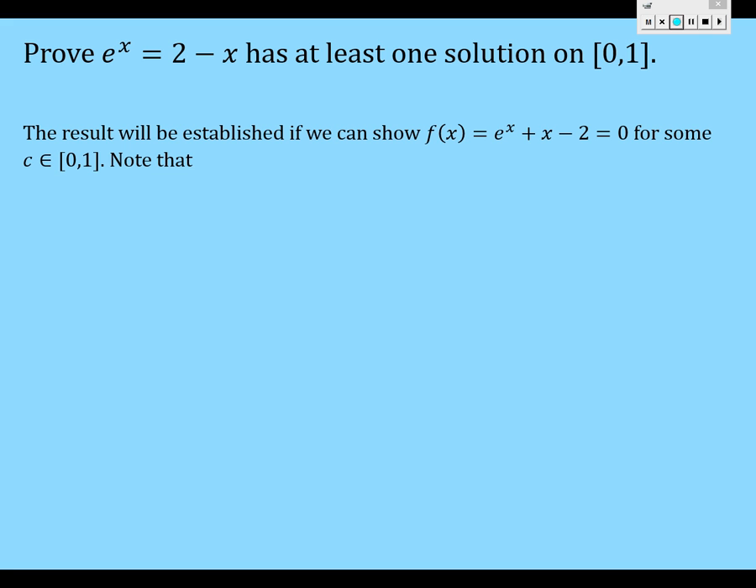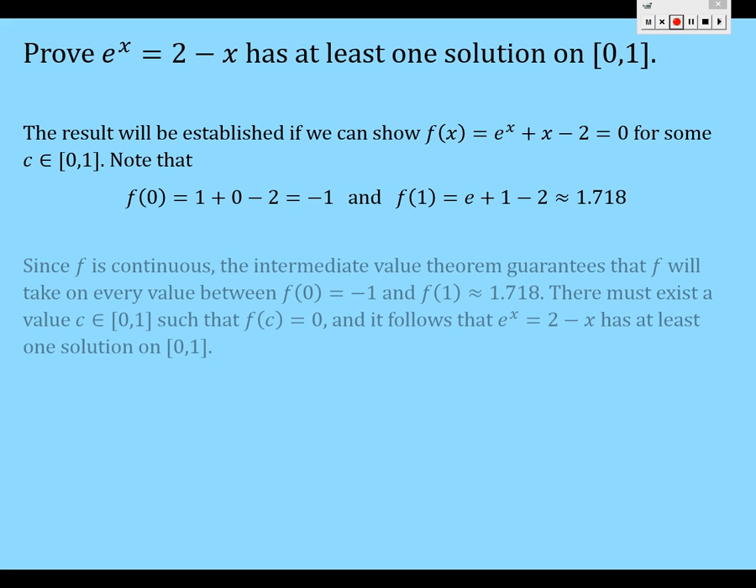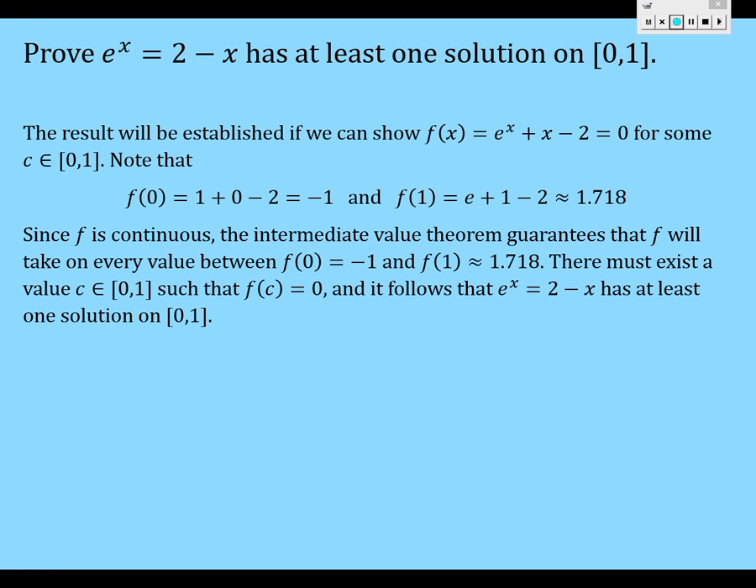And then now we need to think hard about what happens if you plug in 0 and 1 to this thing. What happens if you plug 0 into f, or 1 into f? It does require that you know what e is approximately, doesn't it? F of 0 is -1, and f of 1 is 1.718, right?